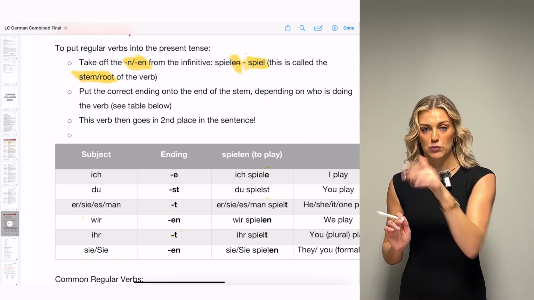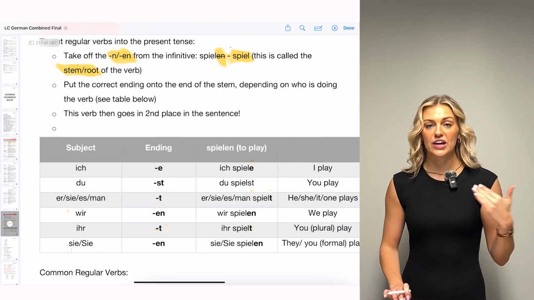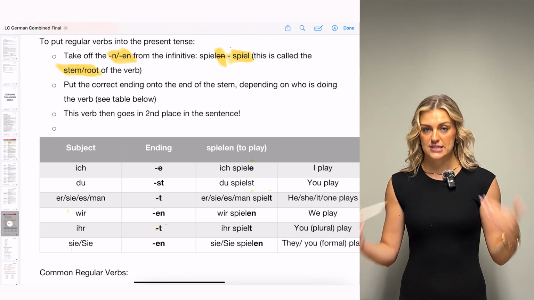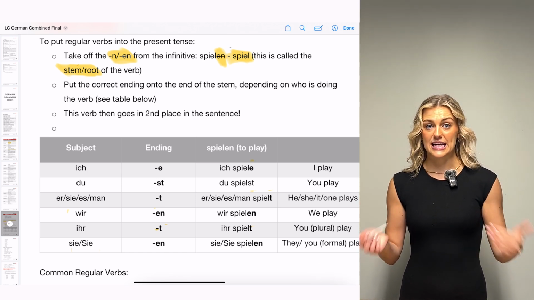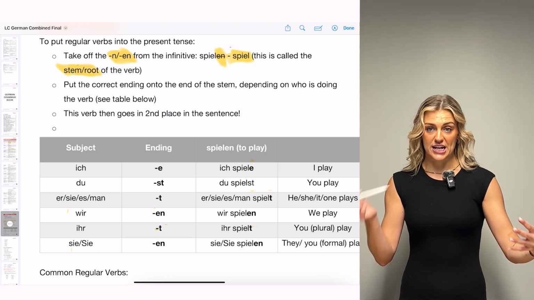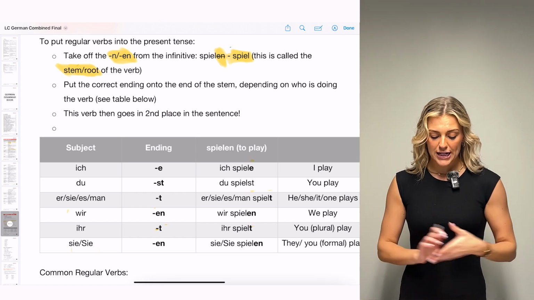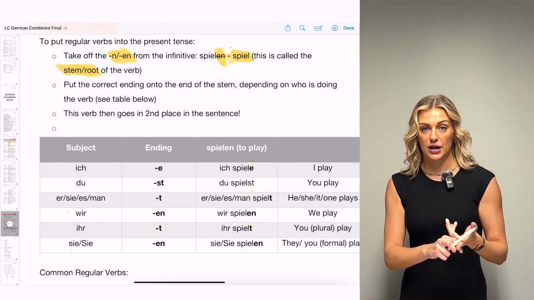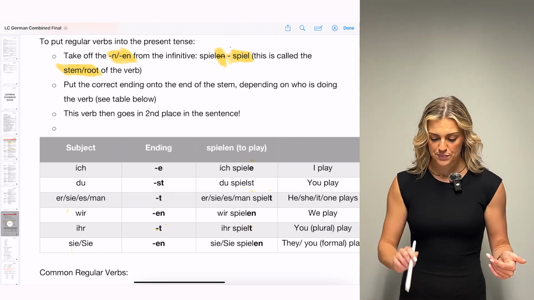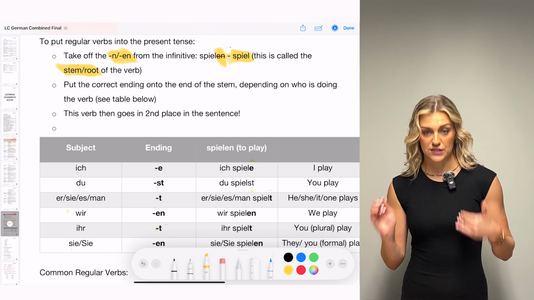Once you're left with your stem, once you take off the n or en, you have to put an ending onto the verb. So we're going to add an ending onto the verb. This ending creates the present tense, okay? So it's like in English, okay? We put endings on things to create a tense, and this ending will change depending on who's doing the verb, all right? So we have to look at who's doing our verb, and then we add on the correct ending for that person. So look at who's doing the verb and then add on the correct ending to the end of the stem.